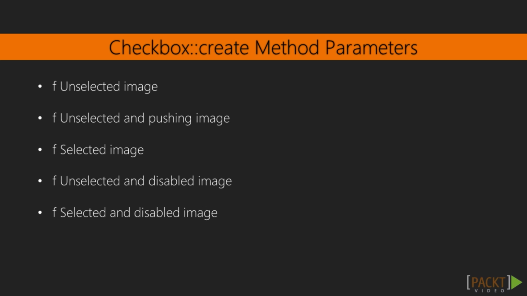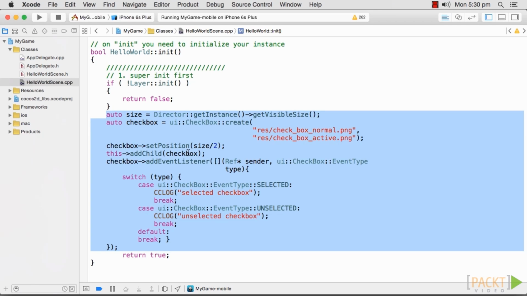The CheckBox::create method has 5 parameters. These parameters are as follows: the unselected image, the unselected and pushing image, the selected image, the unselected and disabled image, and the selected and disabled image. Here's how to specify the images of these 5 statuses. To disable the checkbox, use the following code.